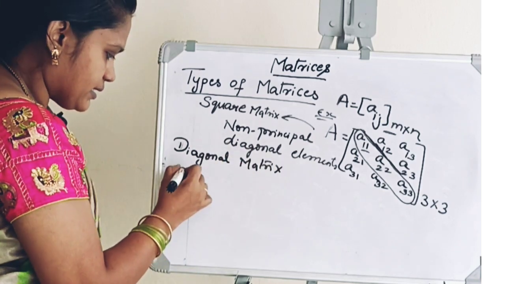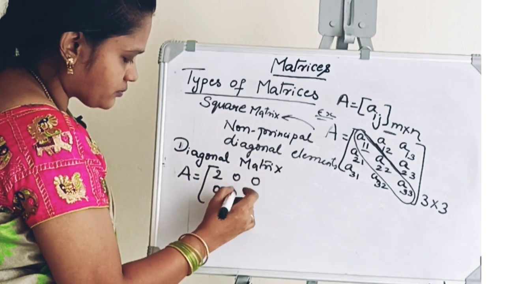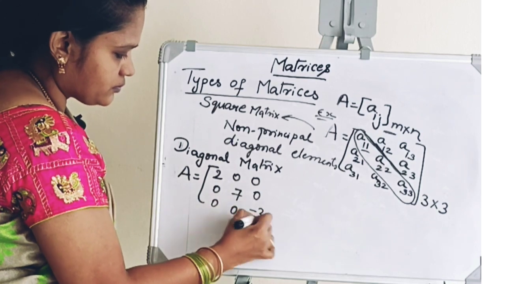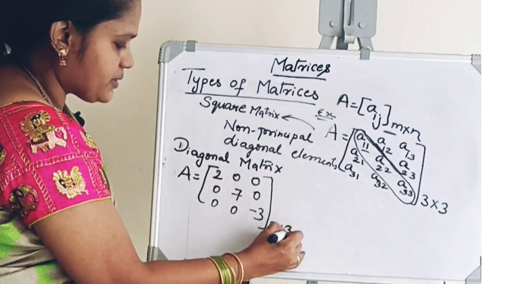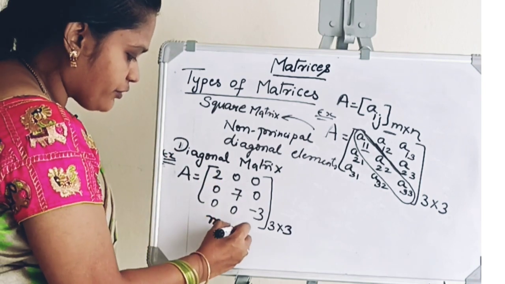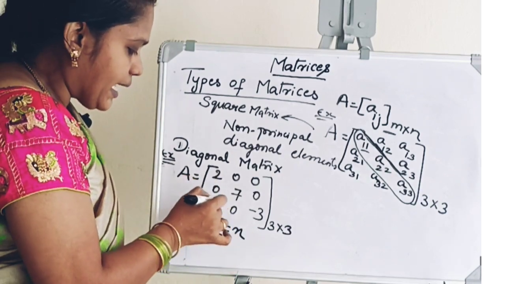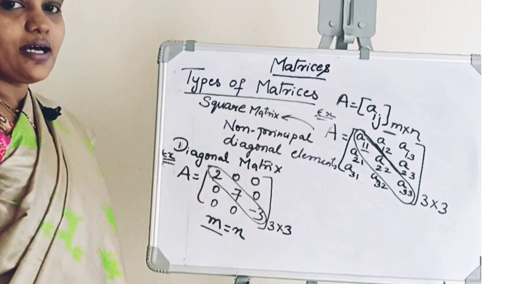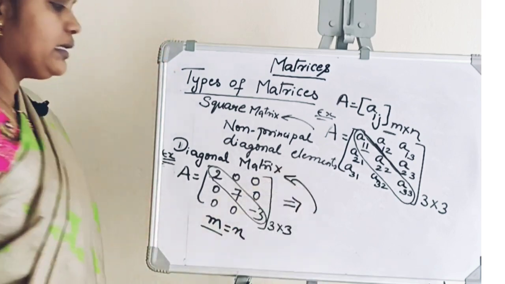Understood? Consider an example. This is an example where it consists of 3 rows and 3 columns. Since the number of rows is equal to the number of columns, this is a square matrix, and since the non-diagonal elements, that is, other than the principal diagonal elements, are all equal to 0, such type of matrices we call a diagonal matrix.